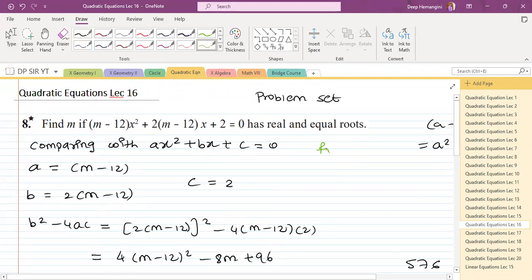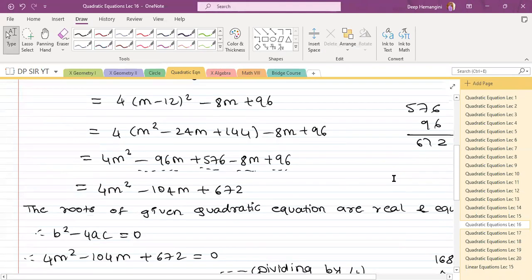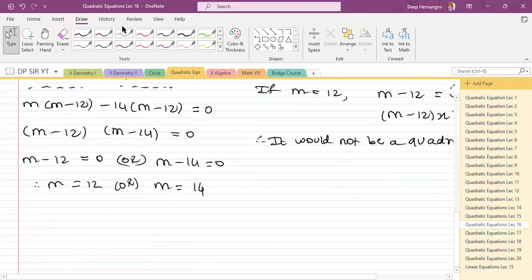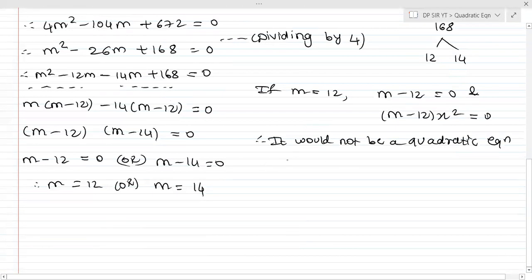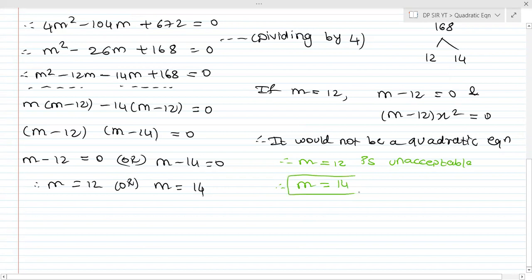So find m. We wanted to find m. Don't forget, our main motto was this. Okay. So therefore, it wouldn't be a quadratic equation. It would not be a quadratic equation. Therefore, m is equal to 12 is unacceptable. Therefore, m is equal to 14. I would suggest write the final answer.